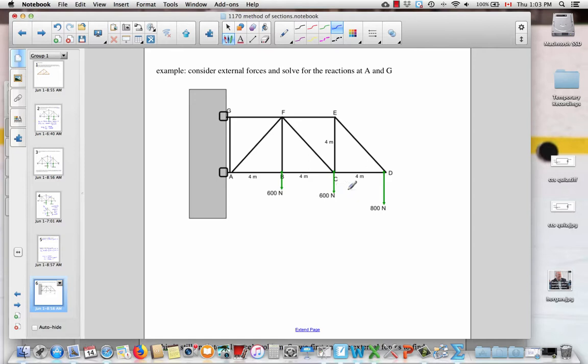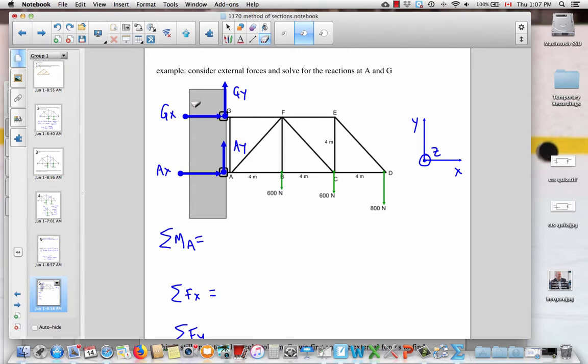So having done one, it's now time for you to try one. Here's a truss. It's connected to a wall at the points A and G. And we're looking eventually to find the tensile or compressive force in the FC member. So we first start with external force analysis.